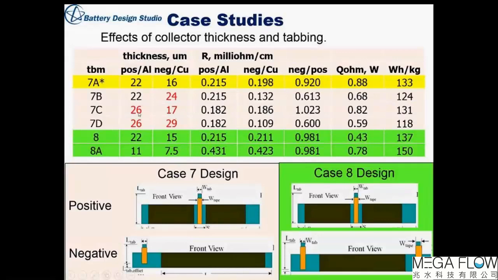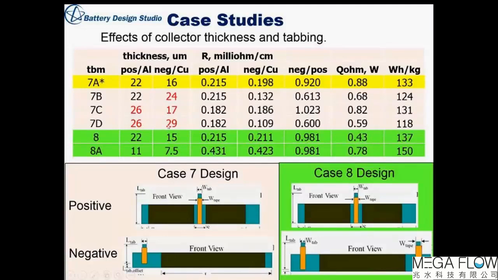So another approach might be to make the resistances the same and make them lower. Increase the thicknesses of both collectors. So now we're going to reduce the overall resistance of the cell. And if we do that, now we're balancing them, so the resistance of the negative and positive are about the same, but lower values than the base case. And we see that it doesn't really have much of an impact on our ohmic heating at all by doing that, and a small impact on our energy density.